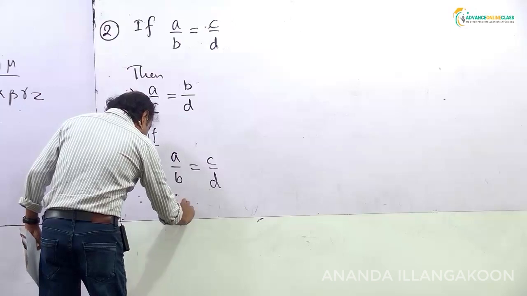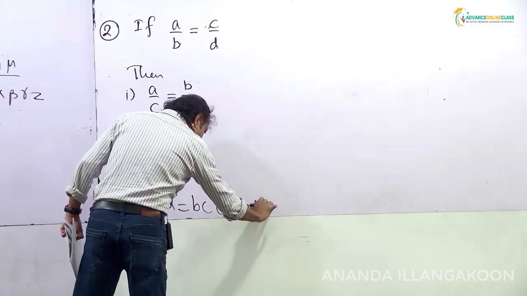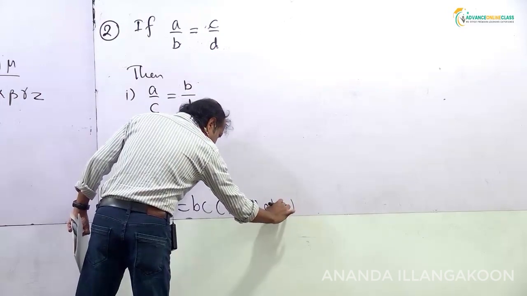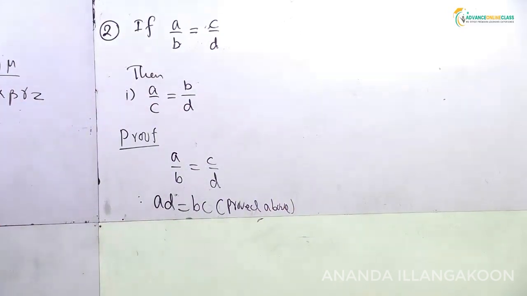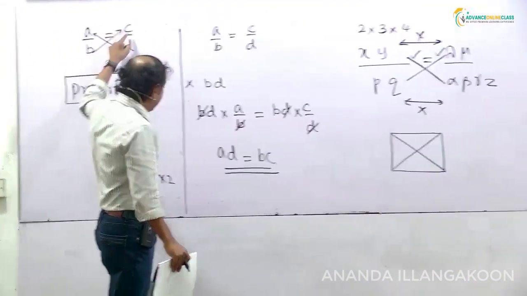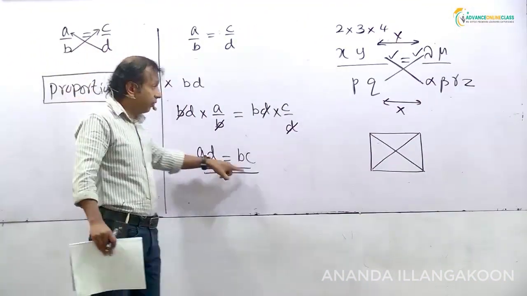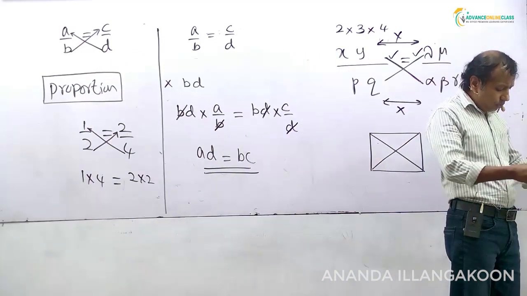AD is equal to BC. Proved above. Correct, no? Where? In number 1, we proved that A over B equals C over D means AD equals BC. So there is no point in proving this again because we have proved it. Now we can use this.